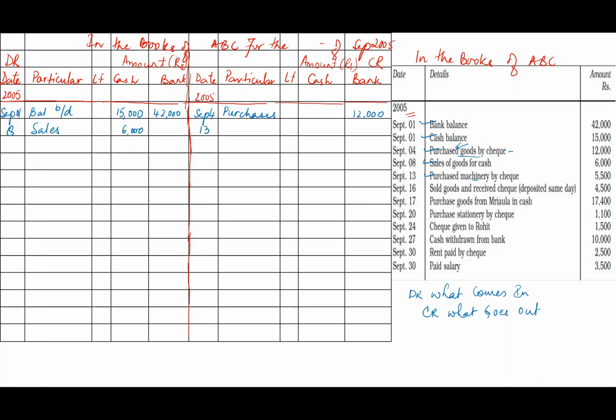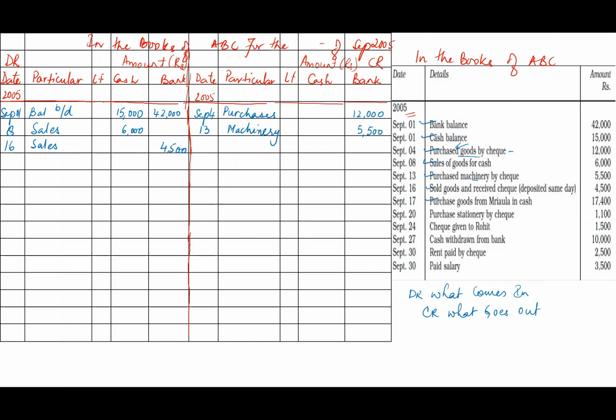So I would say on 13th he says machinery he has bought for 5,500, and then followed by September 16th sold goods and received check. September 16th he sold goods and received check. That means, and deposit on the same day he's received money. Money is coming in. So on 16th I will again say sales 4,500 under bank. This is done.